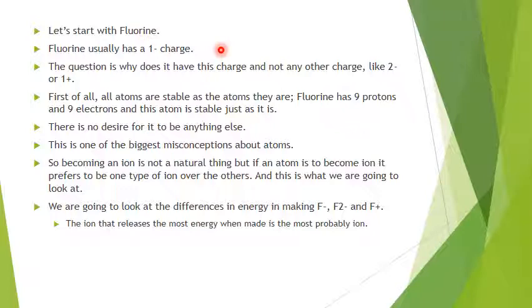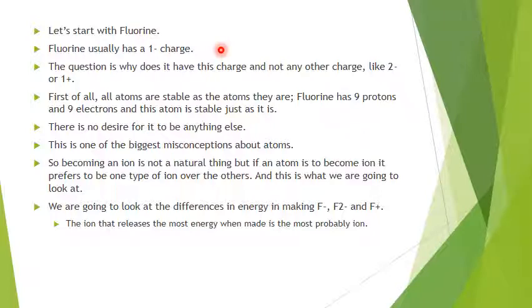Okay, fluorine has 9 protons, 9 electrons. It doesn't have to become a minus charge. It doesn't need to be a plus charge. Okay, it's fine just being a fluorine with 9 protons and 9 electrons. It's stable that way. Otherwise, it wouldn't be there. Okay. It really has no desire to be anything else.